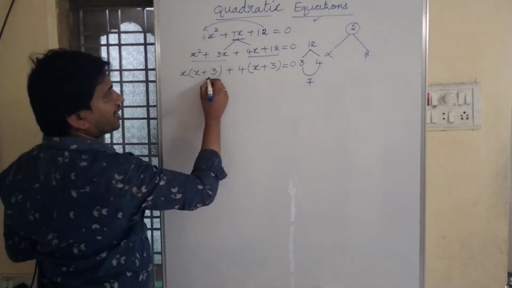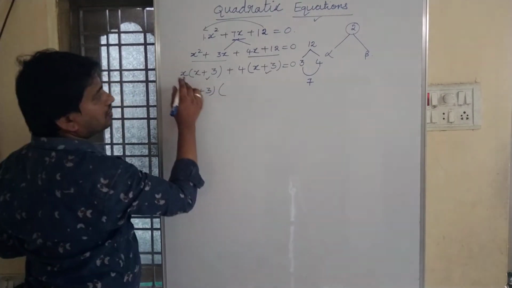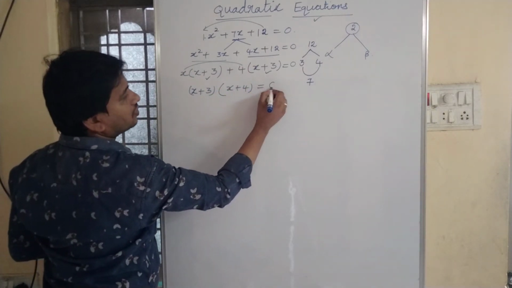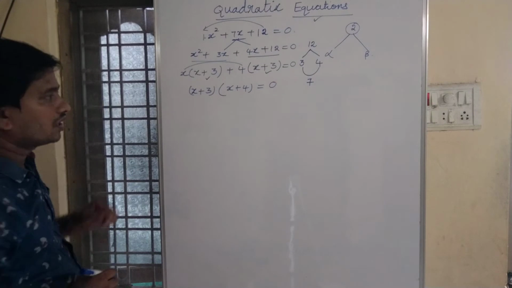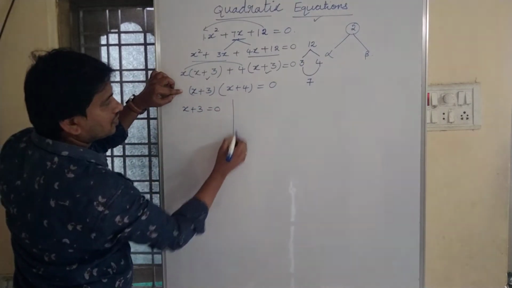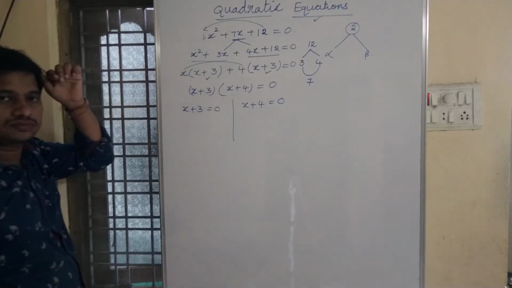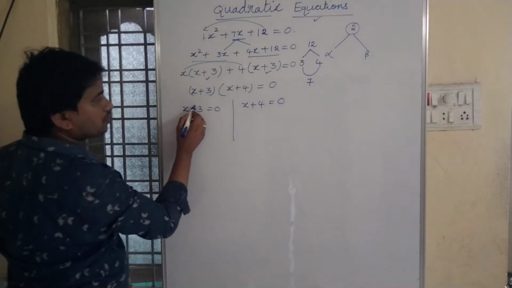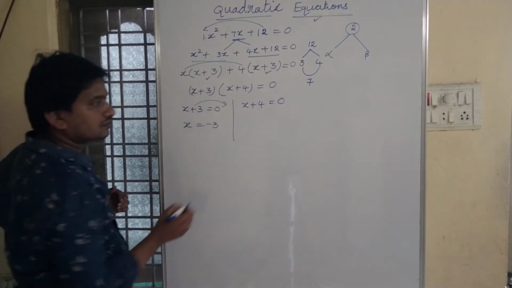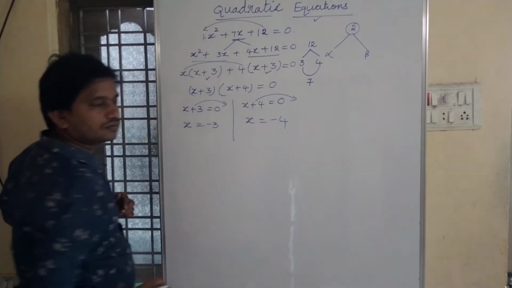Now if I take x plus 3 as common, I have x plus 4. x plus 3 into x plus 4 is equal to 0. Now one is x plus 3 is equal to 0 and the other one is x plus 4 is equal to 0. Children, let me transpose this plus 3 so that I will get minus 3. Let me transpose this plus 4 so that I will get minus 4.